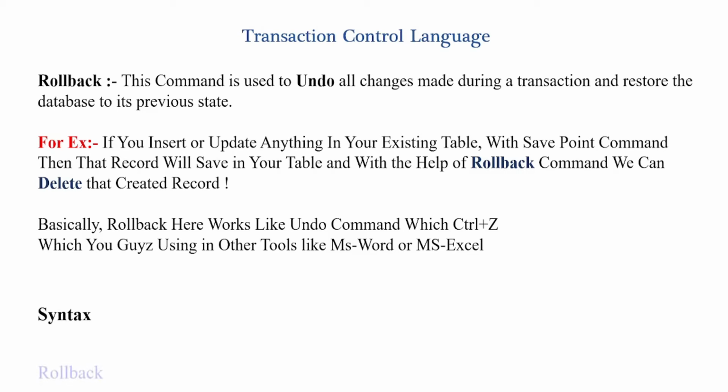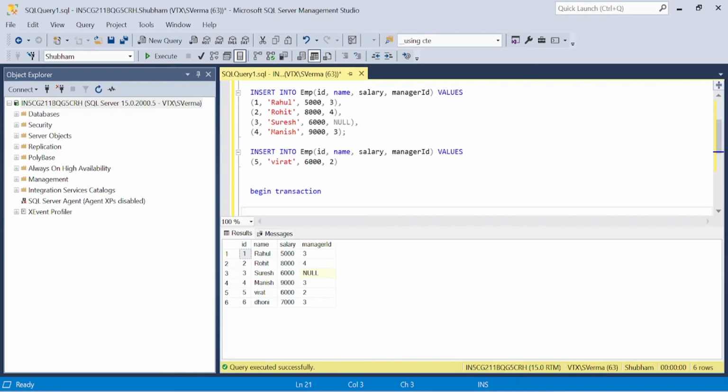And here is the simple syntax, guys. You only need to write rollback, that's it. And now, guys, I want to roll back the Dhoni record which we have just created. So let's go back to the SSMS screen. And I want to delete this record which we have just created. So I will simply write rollback and hit execute.